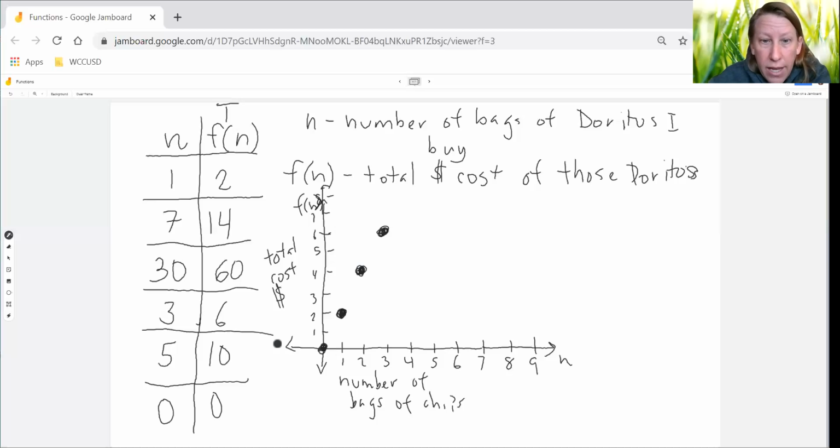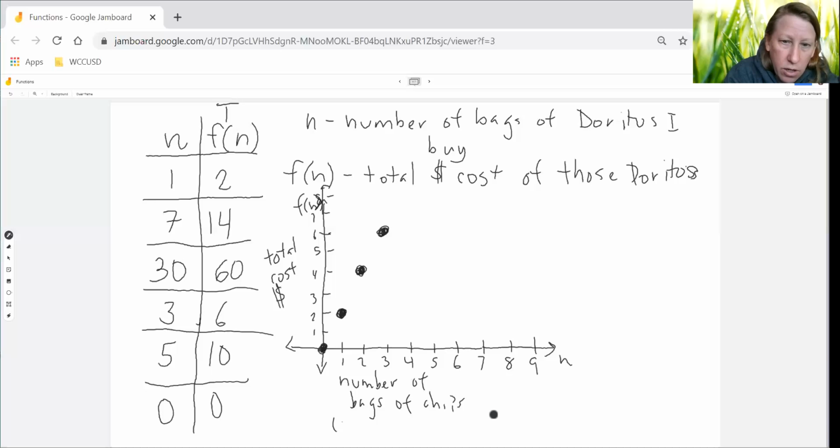We also don't have any negatives here because you're not going to buy negative bags of chips, and you're not going to go to the store and they're not going to give you money. They're not going to say, "Oh, thanks for coming in. We're going to give you $10." And that just doesn't make any sense. So we have the number of bags of chips is just going to be whole numbers.